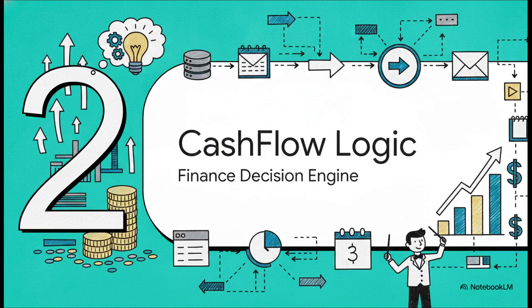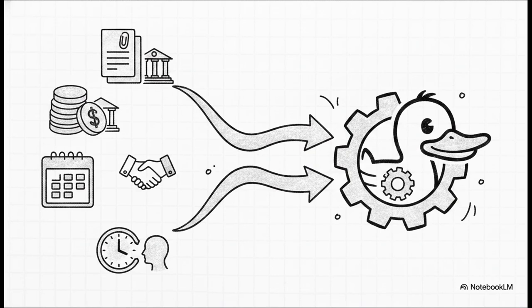Section 2. Finance. Cash flow logic. To make this super concrete, let's look at how this architecture transforms a finance department from a team that just reactively reports on the past to one that proactively orchestrates the future. Look at the inputs required to make this happen. A cash flow logic app doesn't just look at a static bank statement.